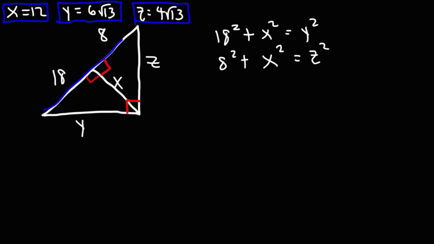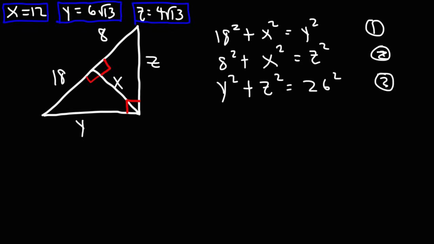Next, we could focus on the larger triangle, which is also a right triangle. And this time, the hypotenuse is the sum of 18 and 8, or 26. So we could say that y squared plus z squared is equal to 26 squared. Let's call this equation 1, equation 2, and equation 3.